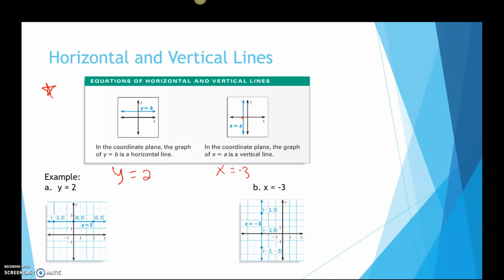So here I have examples also. Here's that y equals 2, what I just did. That graph represents that. And then x equals negative 3, it's over here, so I go along the x-axis, put a point at negative 3, and I draw my vertical line. So that is it for this section, and we'll continue to practice this.